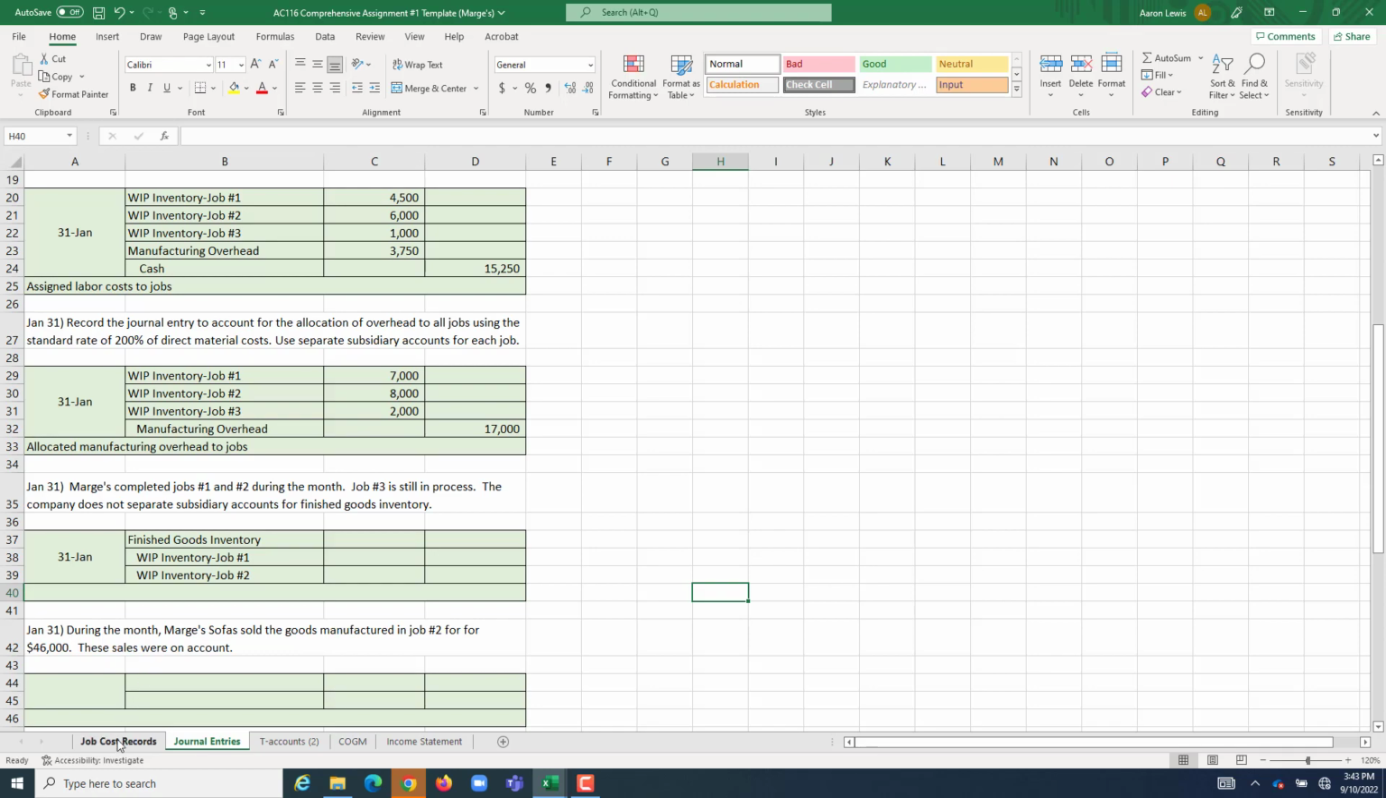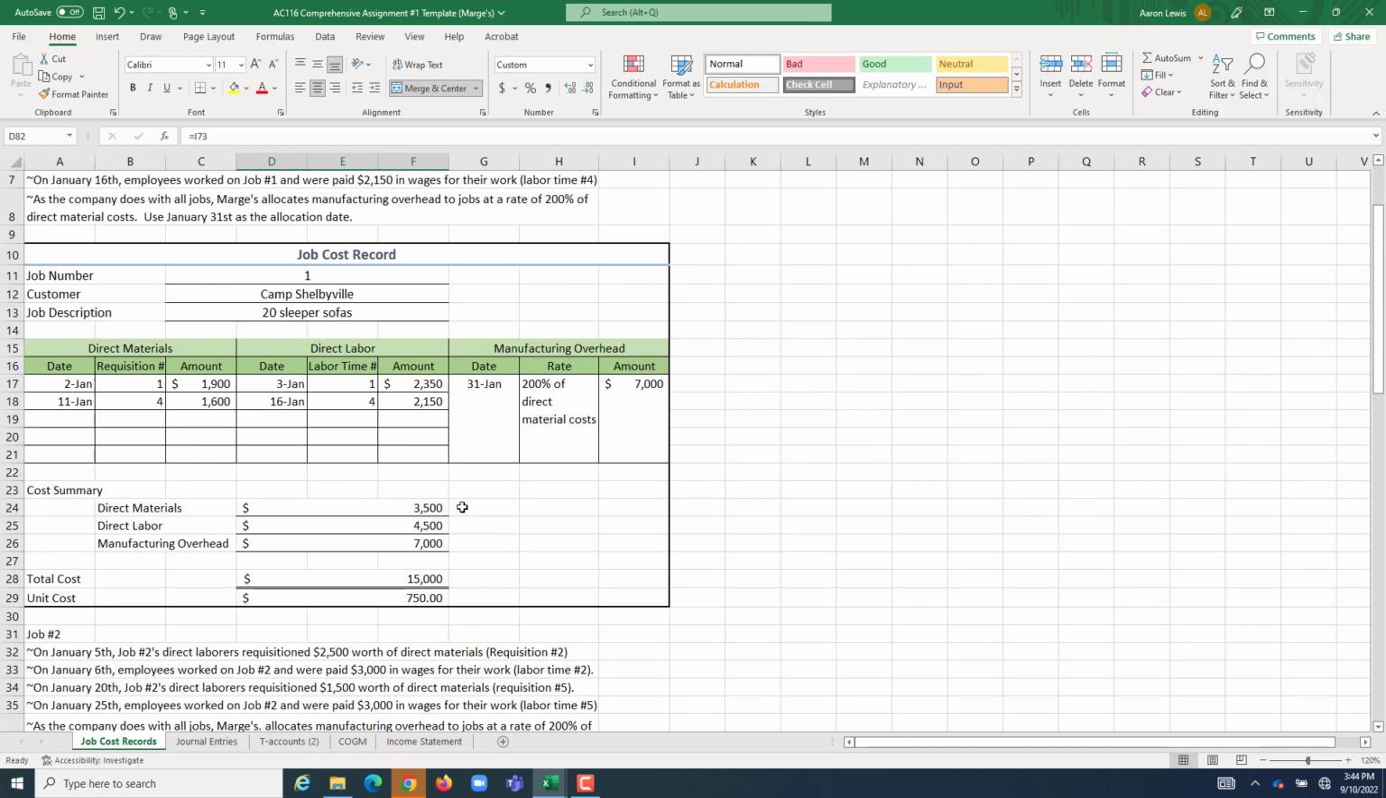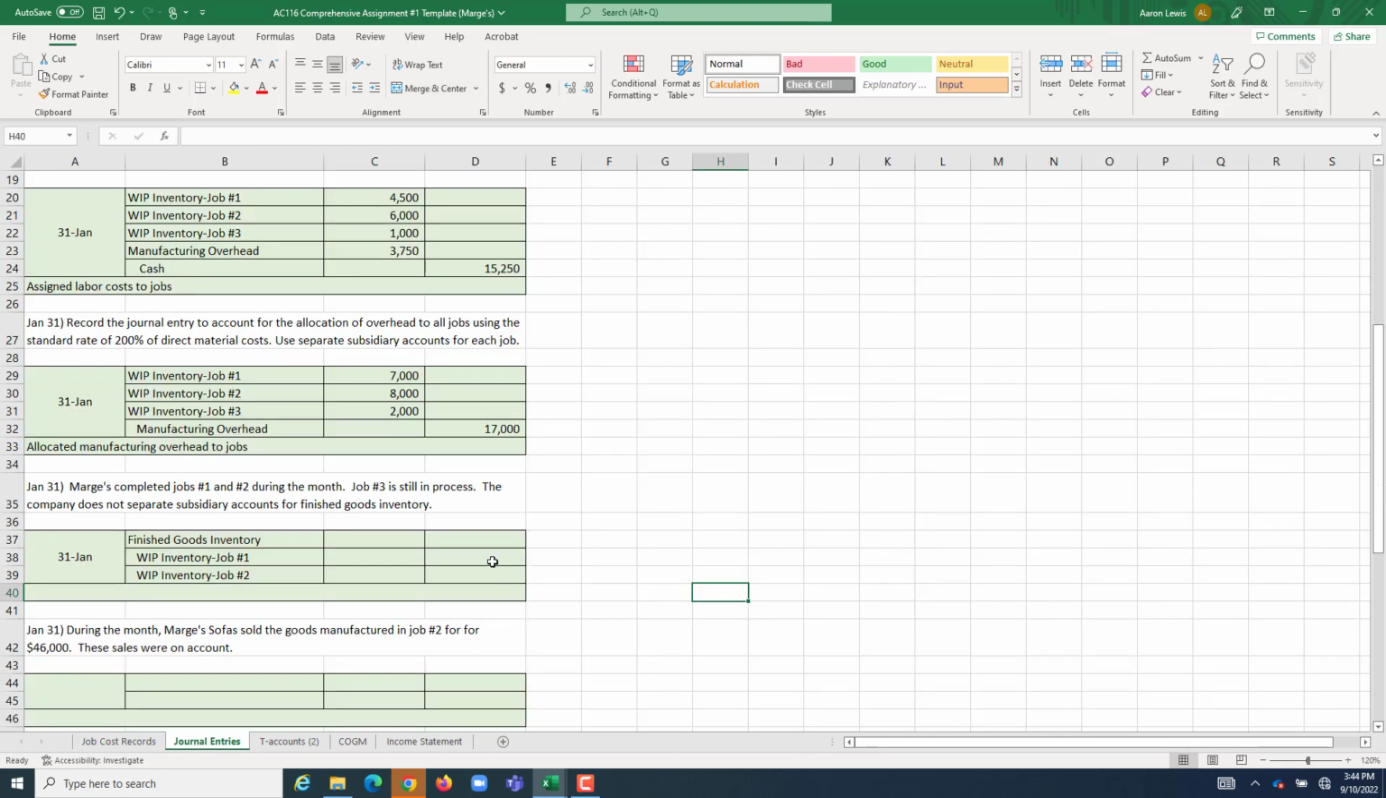One more time, back to our job cost records. How much did job 1 cost us in total? Job 1 cost us $3,500 in materials, $4,500 in labor, and $7,000 in manufacturing overhead for a total of $15,000. So we need to take that $15,000 out of the WIP account. We already put it in on the last 3 entries. We're going to take it out and put it into finished goods. So the amount that is taken out of that job is whatever its total cost was according to its job cost record when you finished it. Let's take that $15,000 out of WIP inventory job number 1 by crediting WIP inventory job 1's account for $15,000.